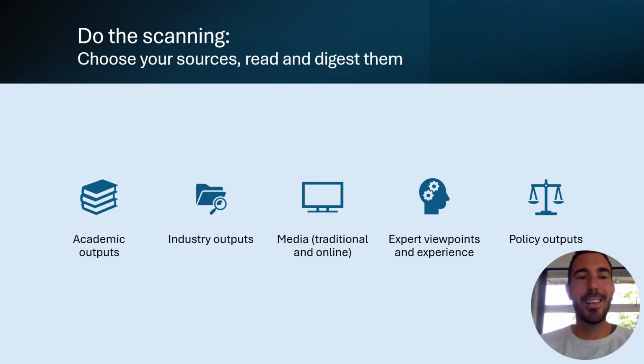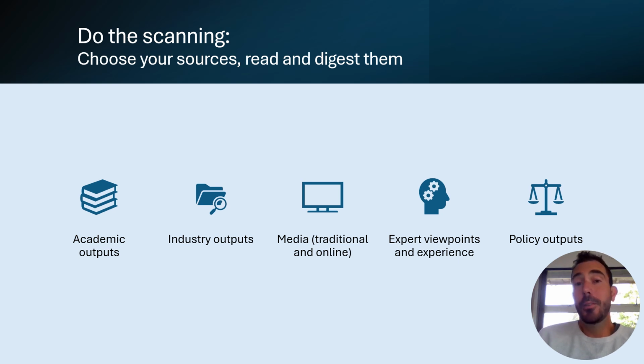So by doing the scanning, you choose your resources, you then read and digest them. You must evaluate and synthesize output and meaning from them. So your sources can be your standard academic outputs of the peer-reviewed literature, books, journal articles, things that academic institutions produce. Also think about industry outputs, so industry reports or documents or things that are produced by the people working in that field.